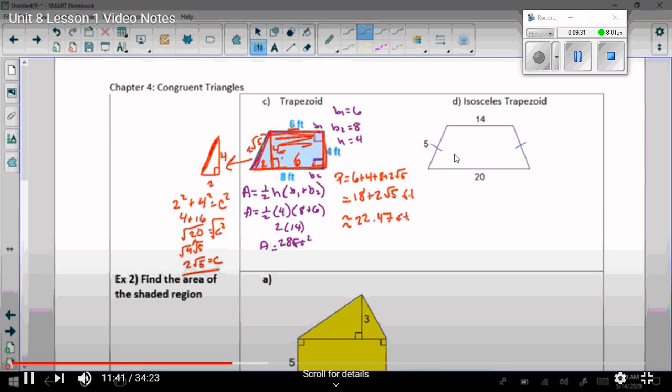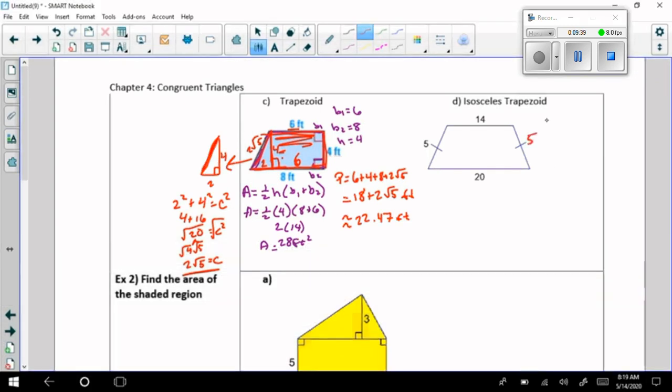Okay, on this one, this is isosceles, so we don't have to find the other side. That's automatically 5. But in order to find area, we're going to have to find the height. So it's easier to find perimeter here first because you can just add up all the sides. 5 plus 14 plus 5 plus 20. So 10, 30, 44, and that's units. Again, we don't have a label, so always put units on there.